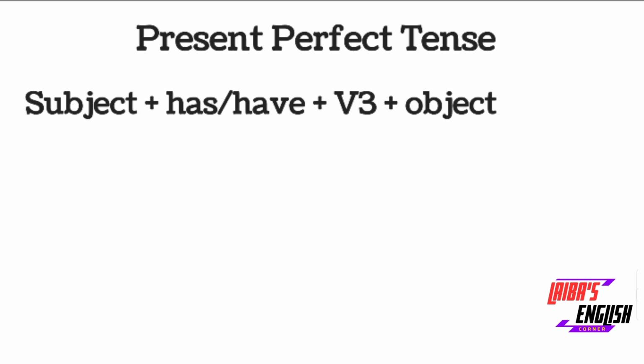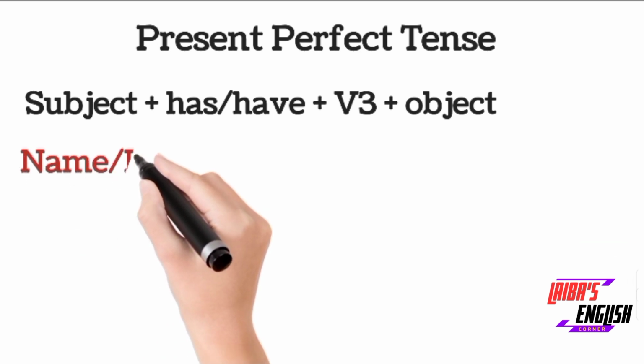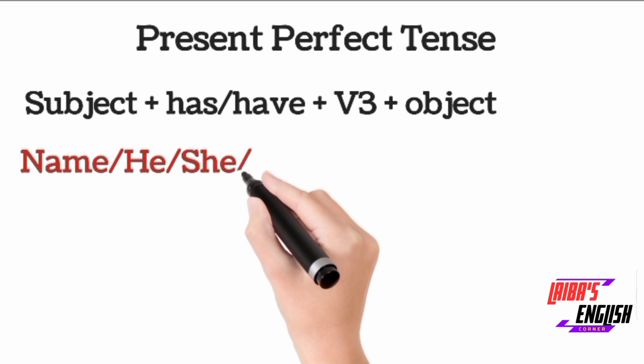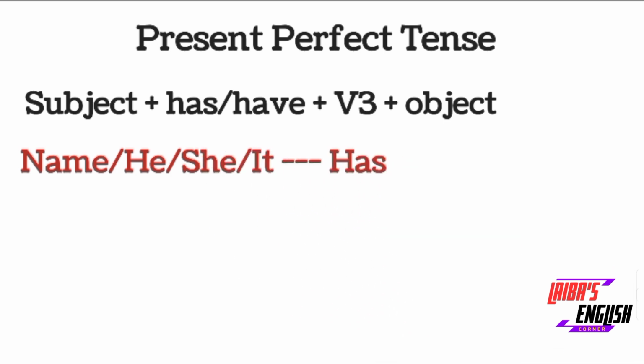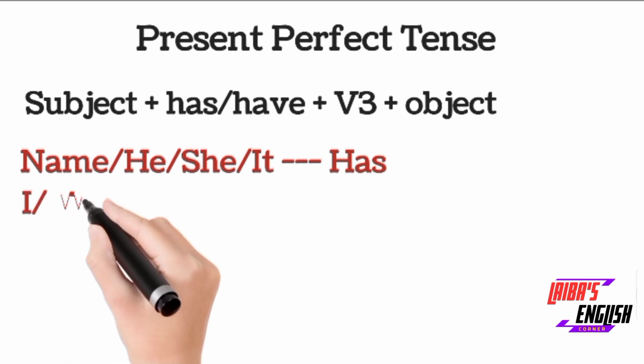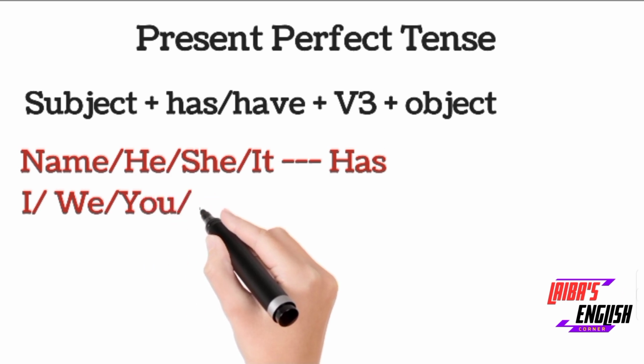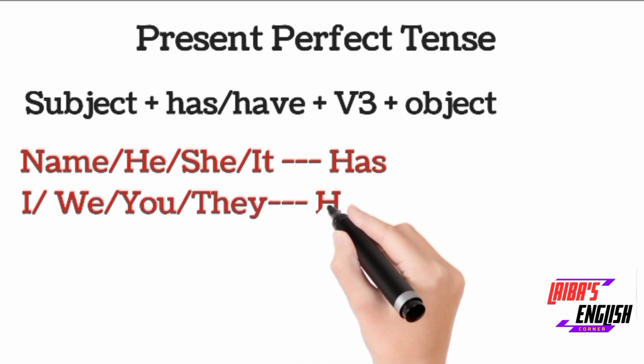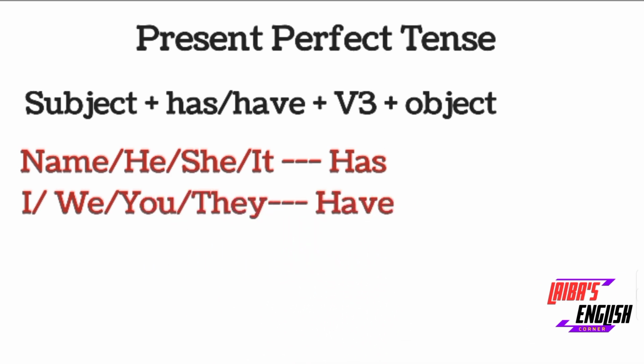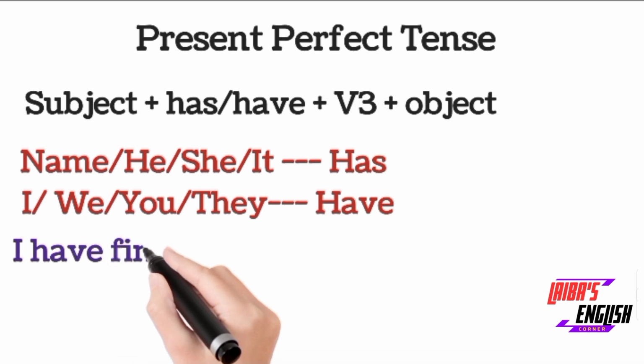Now we will see where we have to put has and where have. Whenever there will be a name, he, she, it, we will use has. Whenever there will be I, we, they, you, we will use have with all of these. So, remember the structure in mind: the subject plus has or have plus verb third form plus object.